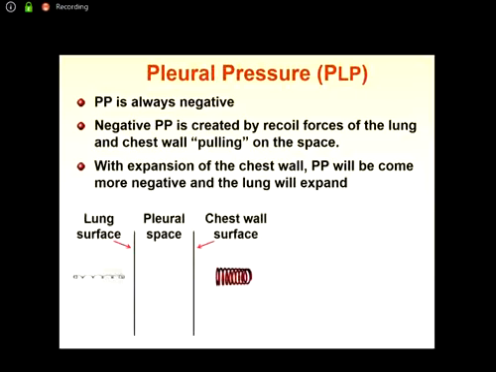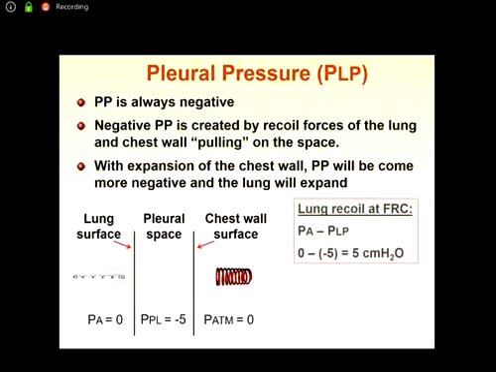So here we have an example of how to calculate the pressure difference between the three different compartments. Here we have the lung surface, the pleural space, and the chest wall surface. The pressure inside the alveoli at rest is 0, or 760 millimeters mercury, which is the same as atmospheric. The pressure inside the pleural space is always negative, about -5 centimeters water lower than the alveolar pressure. And the chest wall surface is the same as atmospheric pressure, or 0.